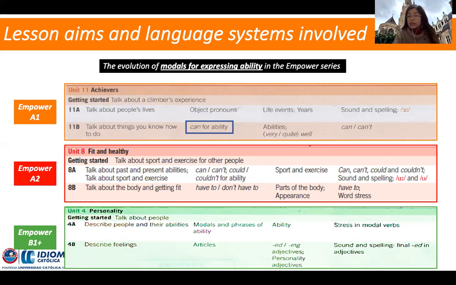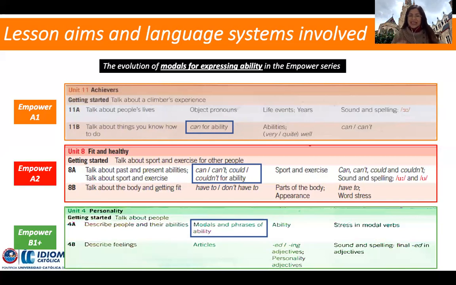If students are able to say, I can dance, I can swim, that's fine. That's perfectly fine. But in Empower A2, not only do they have to use can, they also have to use could and couldn't. So they are going to talk about abilities, but also abilities in the past. And what about in Empower B1 Plus? In Empower B1 Plus, they, in addition, learn some more modals and more phrases of ability.